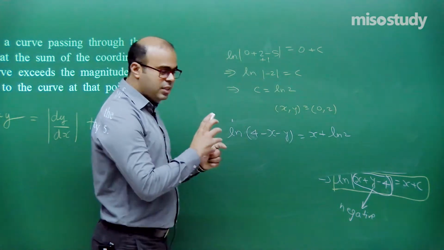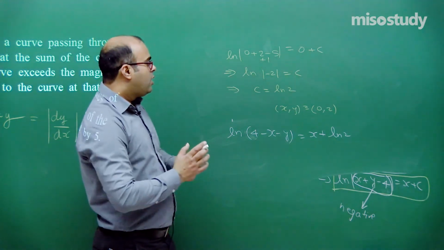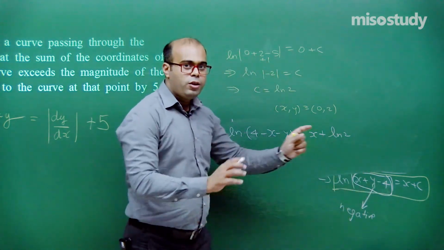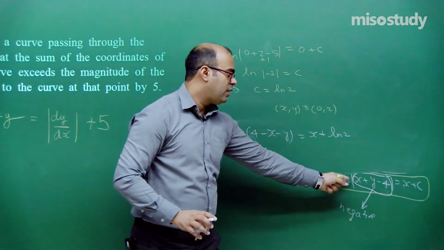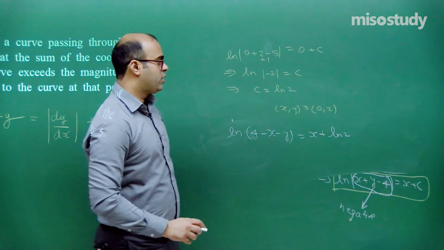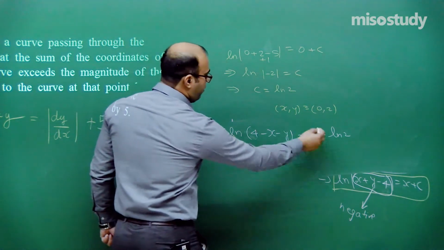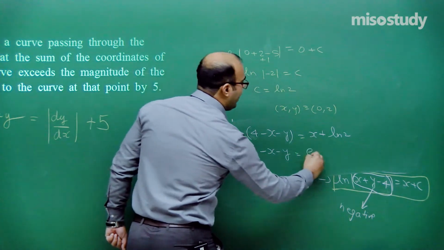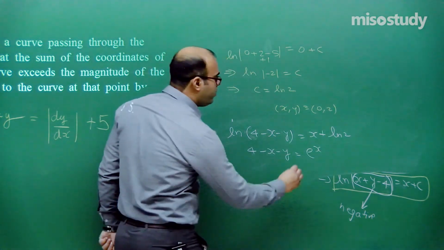So you have to understand these minor points, that is here we have seen that after putting the point this becomes negative. So when you remove the mod, you will take a minus sign. So it will become 4 minus x minus y. This will become 4 minus x minus y is equal to e to the power x into e to the power log 2, which will become 2.